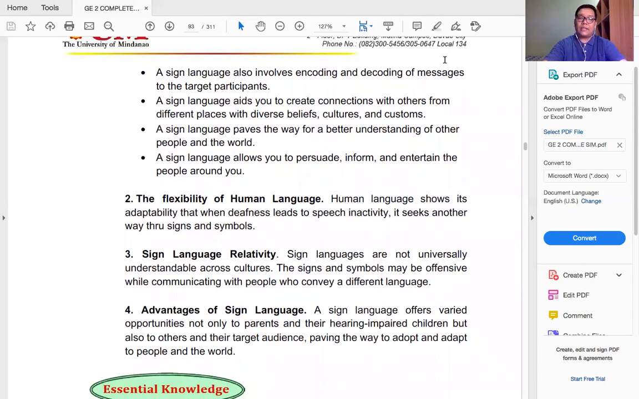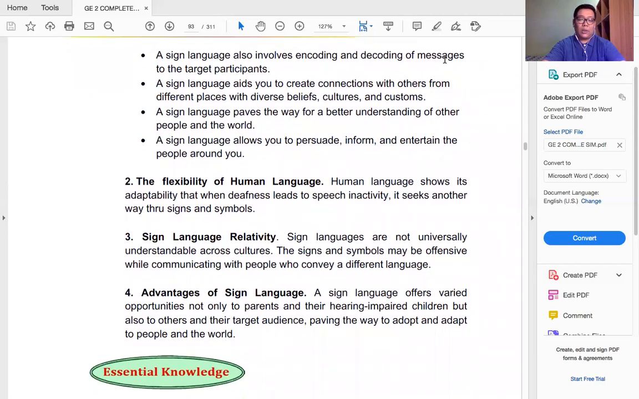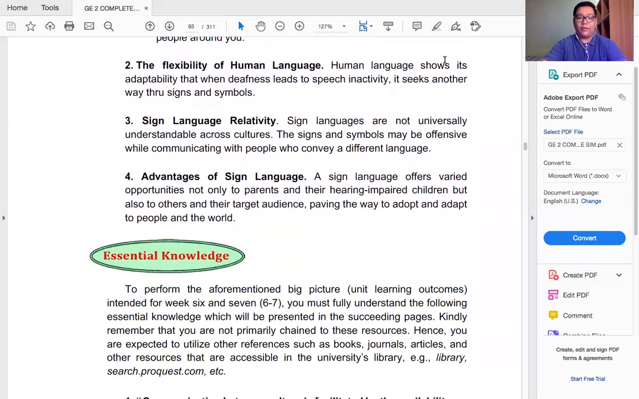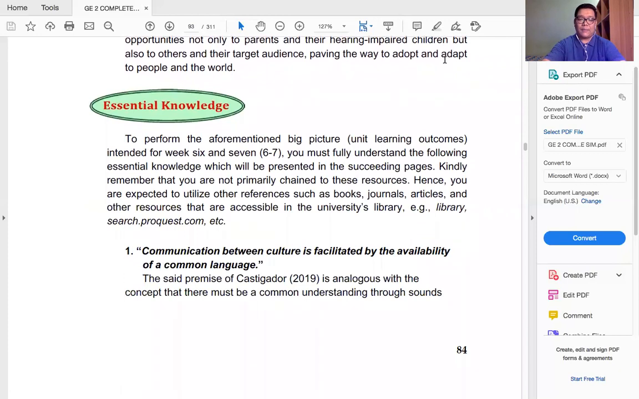Okay? So this time, we shall also understand why there are advantages when using sign language. A sign language, let us take note, offers varied opportunities not only to parents and their hearing impaired children, but also to others and their target audience, paving the way to adopt and adapt to people and the world. But in the context of this discussion, I will be talking about sign languages not only as those codes used by deaf and mute, but also the kinesics that we use when communicating verbally or orally towards a person or another group of people, or a speech community to be specific.